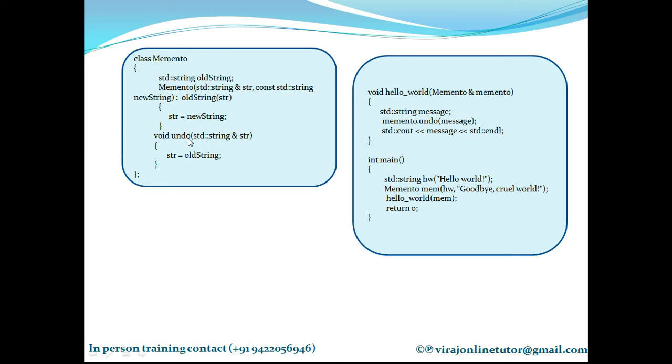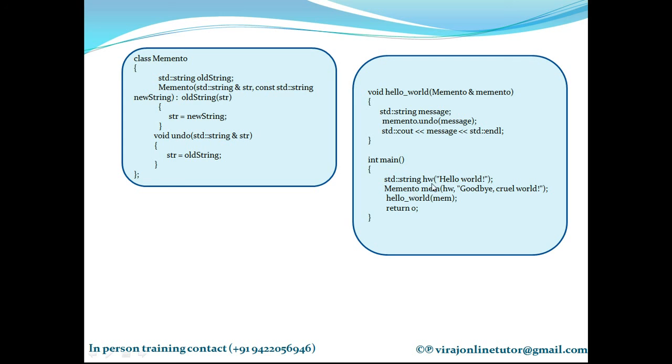When I call undo, what am I doing? Whatever old string was saved as part of the data member, I am saving it into str. So when someone creates a memento, whatever is passed in str, I am saving it into old string. So old string is the state that is maintained in memento. And when someone calls undo, whatever old string I had, I am saving it into str. Okay, so now let's see how this works.